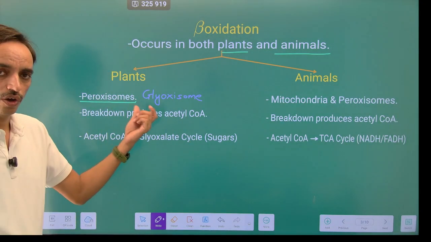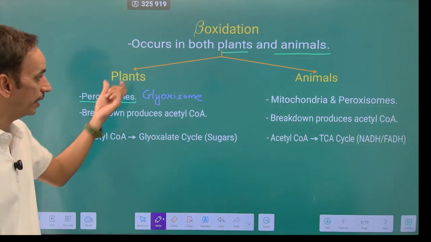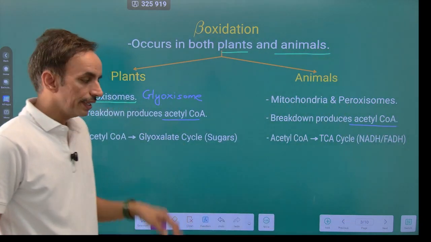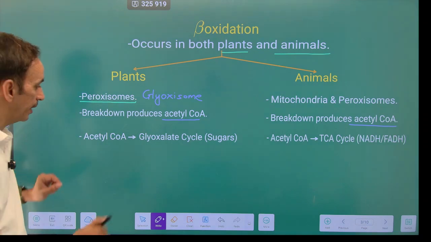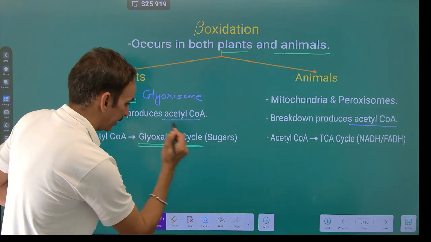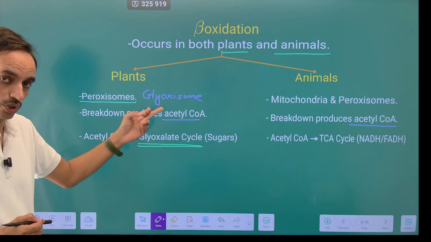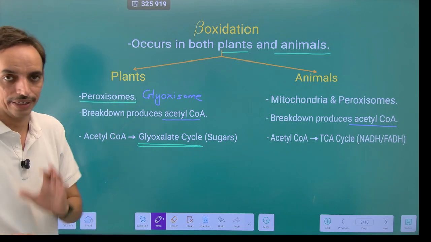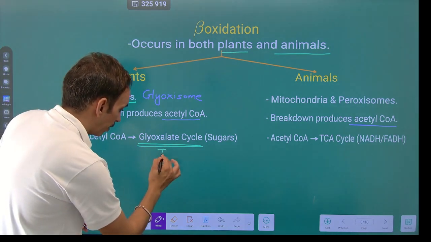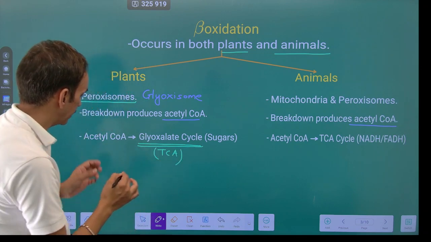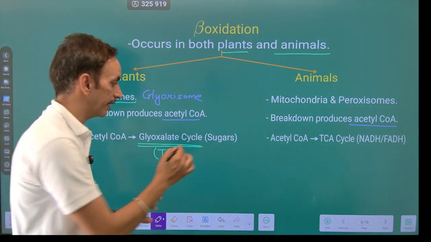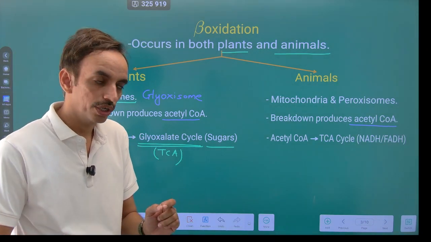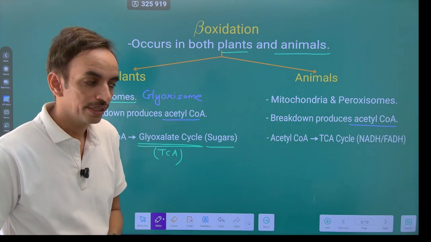The product of beta oxidation in the case of both plants and animals is acetyl coenzyme A. Now, in the case of plants, this acetyl coenzyme A can directly participate in a cycle which occurs within a special type of peroxisome known as the glyoxysome, and the cycle is known as the glyoxylate cycle. It is a modified version of the TCA cycle that converts this acetyl coenzyme A directly into sugars. So, plants have the ability to generate sugars directly from fatty acids.